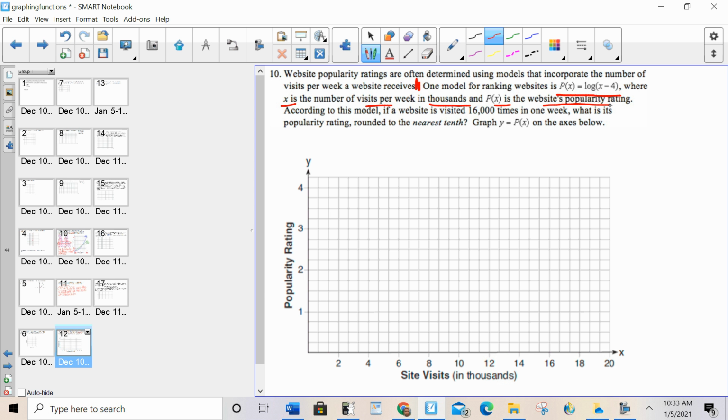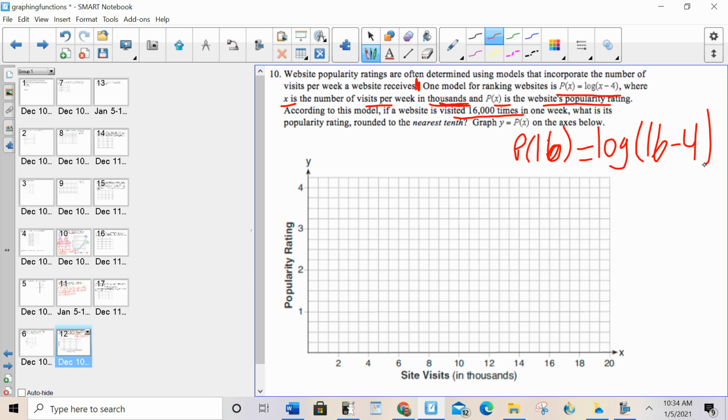All right, so I have an equation, and it's telling me what the variables represent. X is visits in thousands, P of X is popularity rating. It's saying that the website is visited 16,000 times. So visits is X in thousands. So if it's 16,000 times, then I'm substituting not 16,000 in for X, but 16 in for X, because it says that X is in thousands. So I'm just going to plug in 16 minus 4.